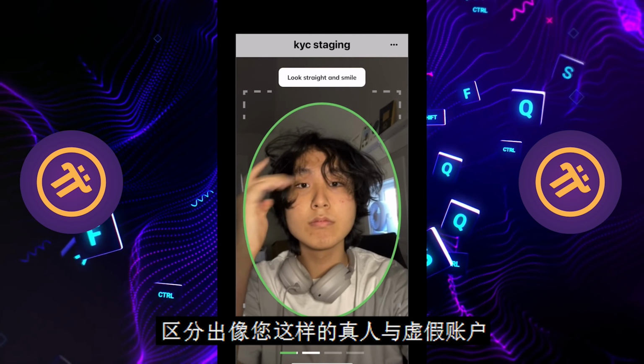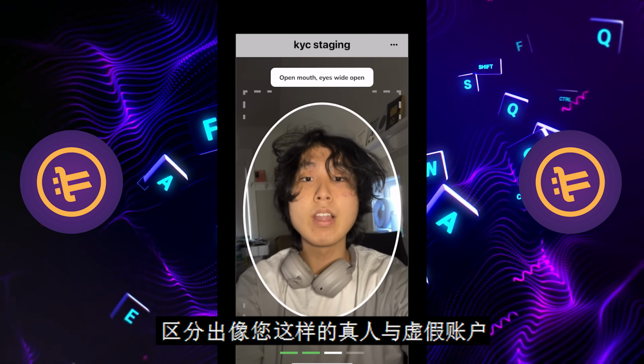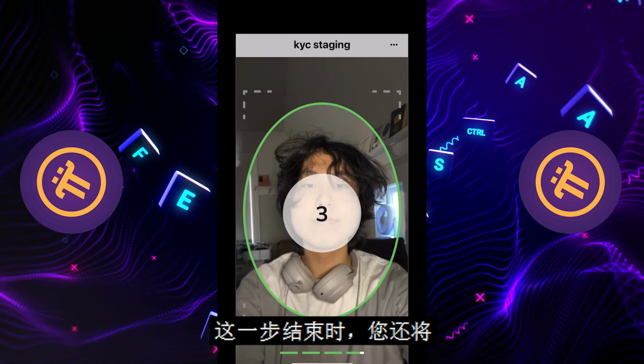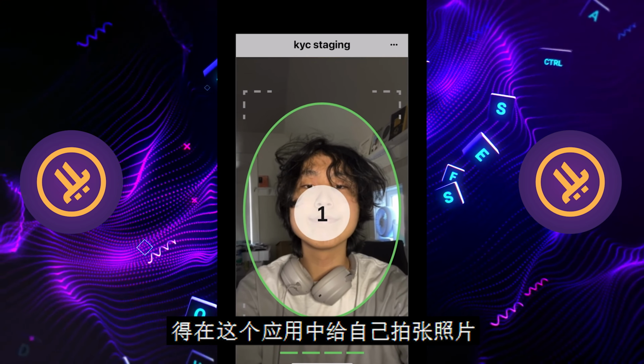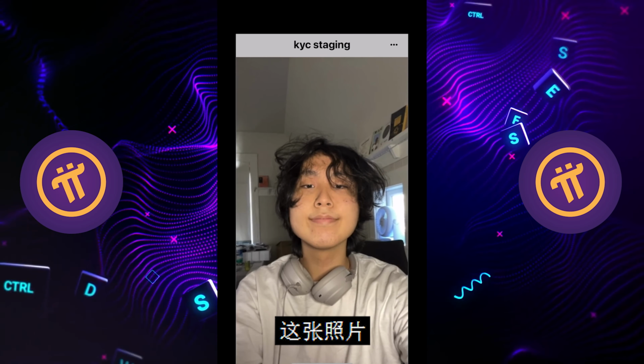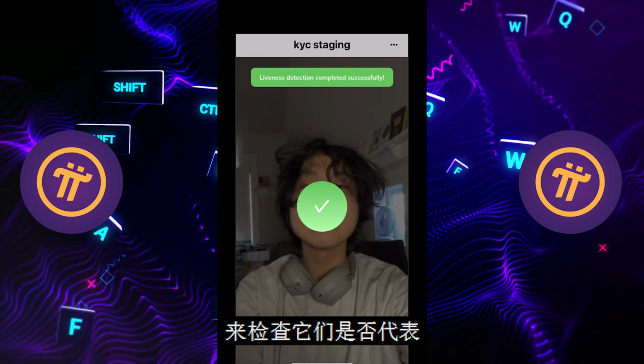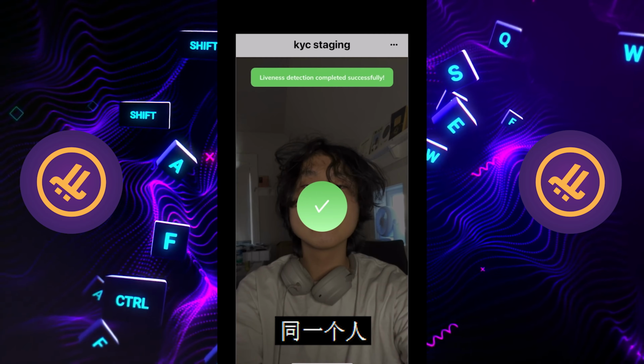This simple but important step distinguishes real humans like you from fake accounts and computer scripts that try to hoard Pi. At the end of this step, you will also have to take a photograph of yourself within the application. This photograph will be compared against the picture on your ID to check if they represent the same person.